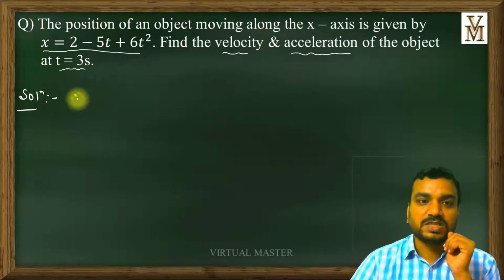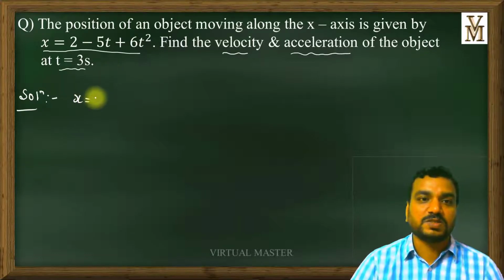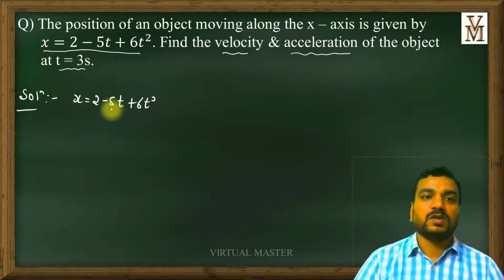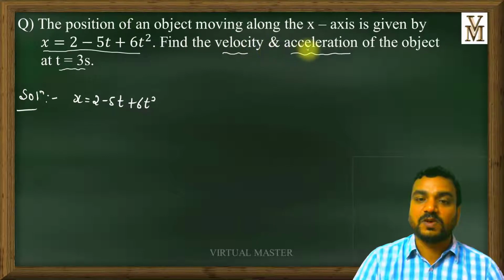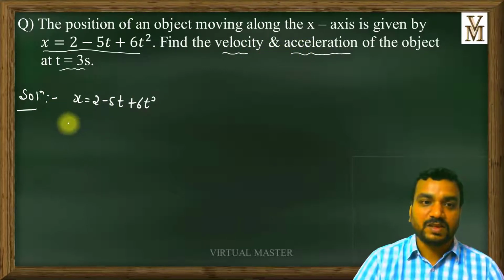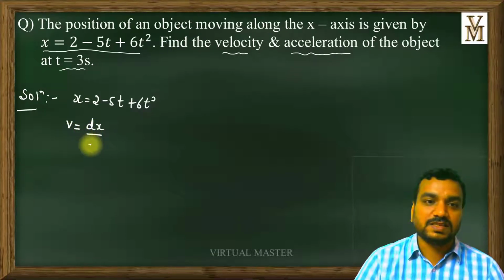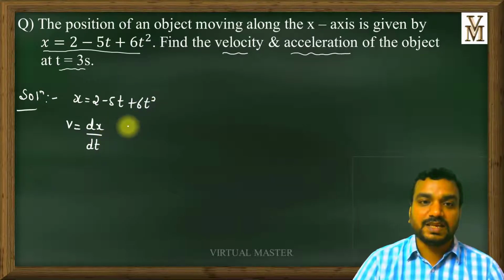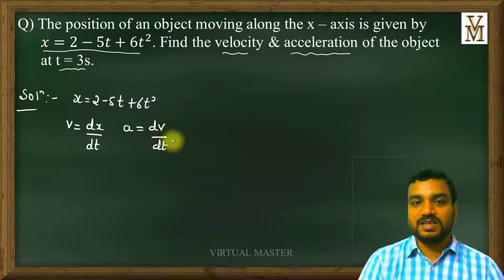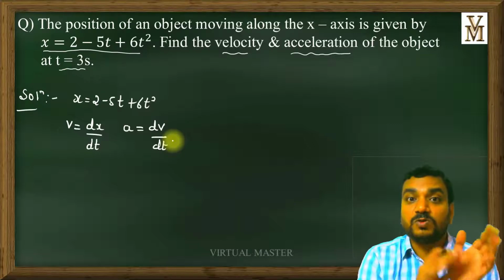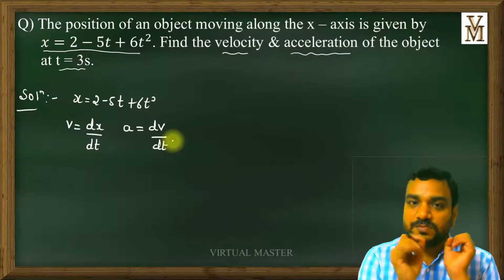So what is given? The position of the object is given as a function of time, x = 2 − 5t + 6t². Now what we have to find? We have to find instantaneous velocity and instantaneous acceleration. Instantaneous velocity is given as v = dx/dt, isn't it? This we have already discussed. And instantaneous acceleration is given as a = dv/dt, the differentiation of velocity of the object, isn't it? Suppose you have not studied differentiation, then listen properly to how to differentiate constants and variables.